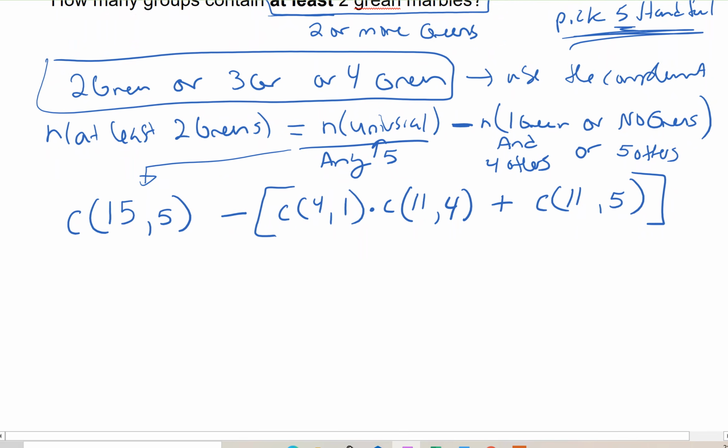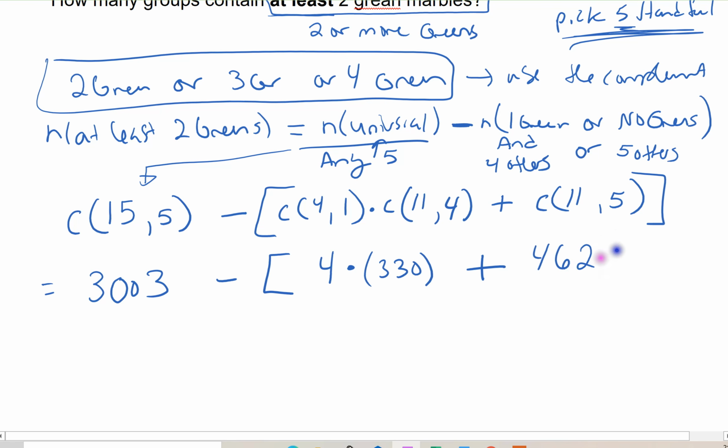Alright, so you type them in the calculator, 15 choose 5. So 15 choose 5 is the universal. So there were 3,003 handfuls total. I want to subtract away the 2 outcomes I don't want, where I got 1 green or no greens, and so I've got to figure these out. So combination 4 choose 1, well that's 4, times 11 choose 4, which is 330, plus a handful with no greens, which was 11 choose 5. You do 11 choose 5, that comes out to 462.